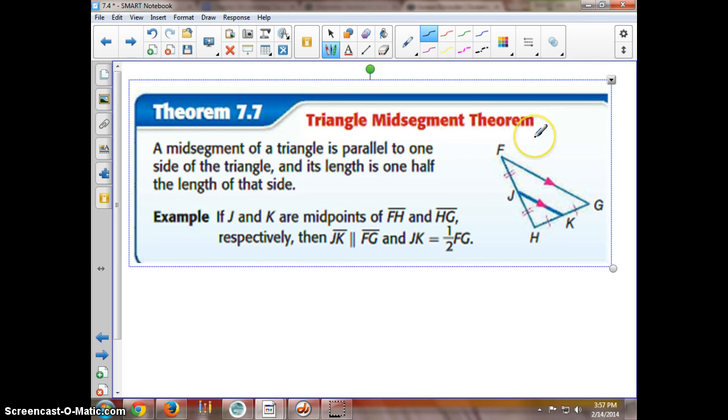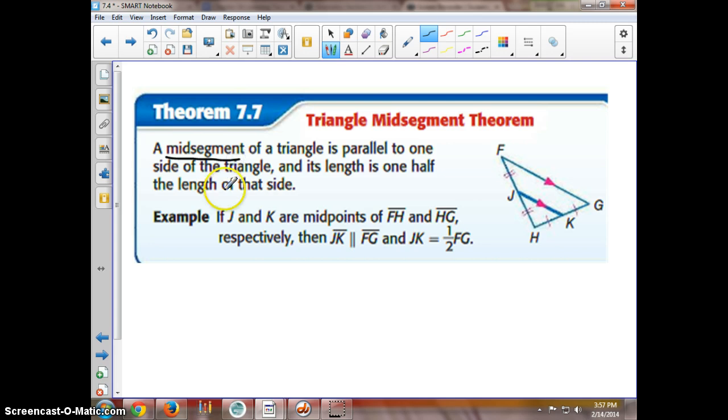Triangle mid-segment theorem. A mid-segment of a triangle is parallel to one side of the triangle, and its length is 1/2 the length of that side. Does this remind you of any other theorem we've talked about? Maybe the trapezoid theorem? So if J and K are midpoints of FH and HG respectively, then JK is parallel to FG, and JK is 1/2 of FG.